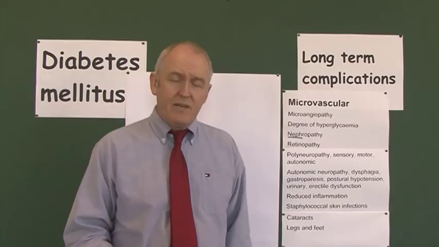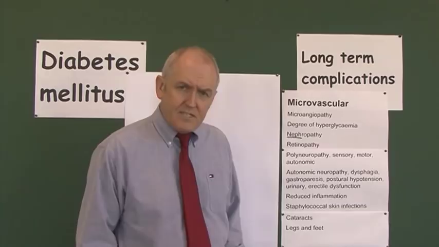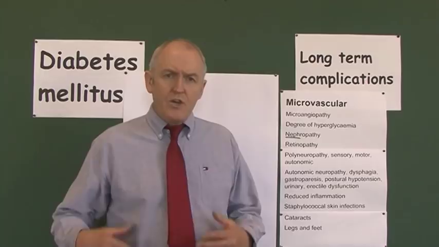And the other group of peripheral nerves that can be affected is the autonomic nervous system. You might remember that the autonomic nervous system is divided into the sympathetic and the parasympathetic nervous system. And this is controlling numerous autonomic functions in the body.